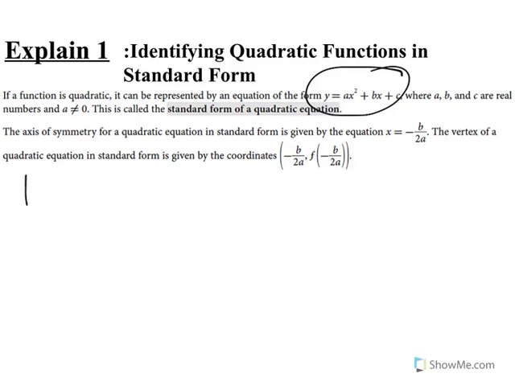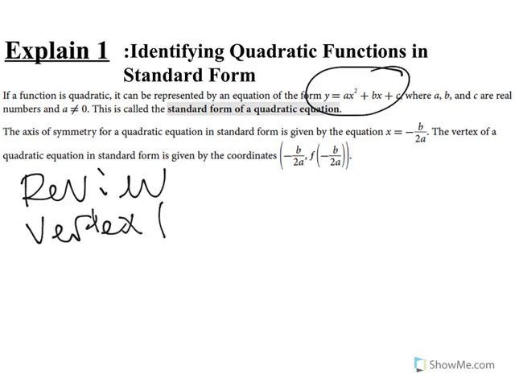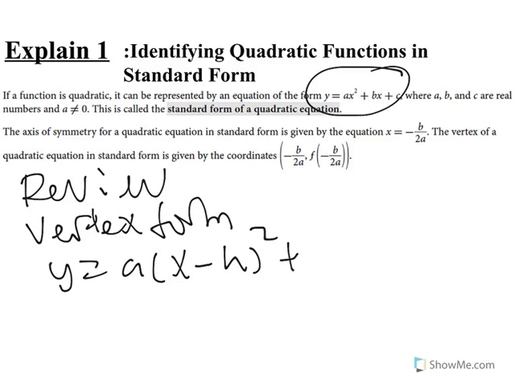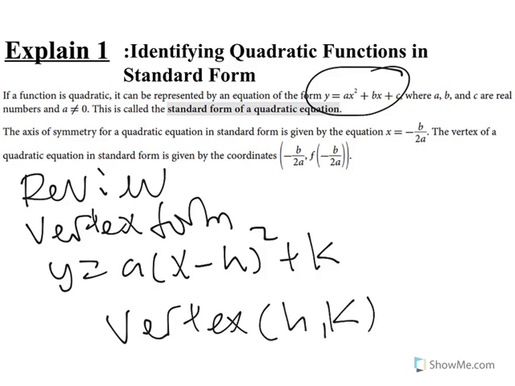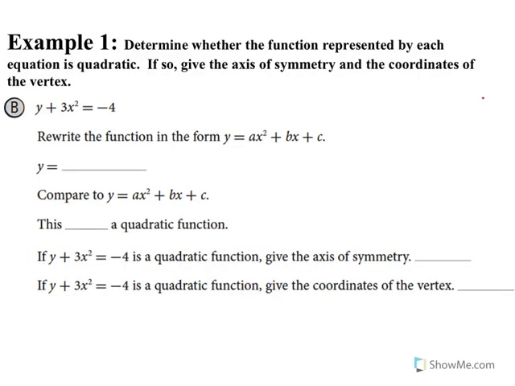Okay, so let's review what we learned from our previous module. In the previous module we have the vertex form, y equals a times (x minus h) quantity squared plus k. So this is also a quadratic function, but in vertex form, because from here we know that the vertex is (h, k). But in standard form, the vertex is not given directly, so we have to solve for the vertex. Okay, so let's move to our next slides.